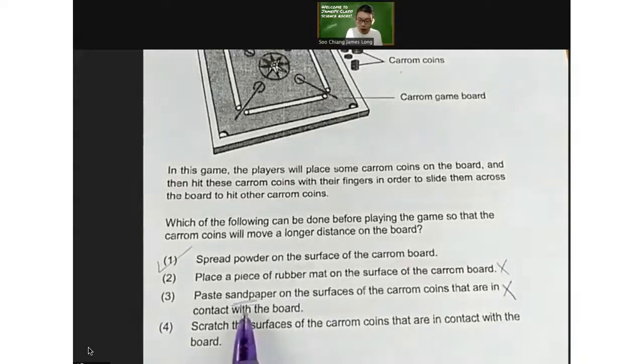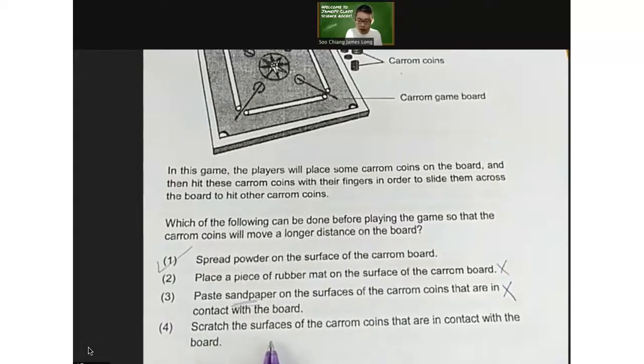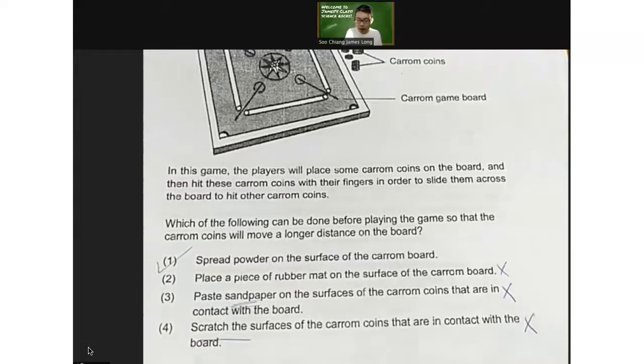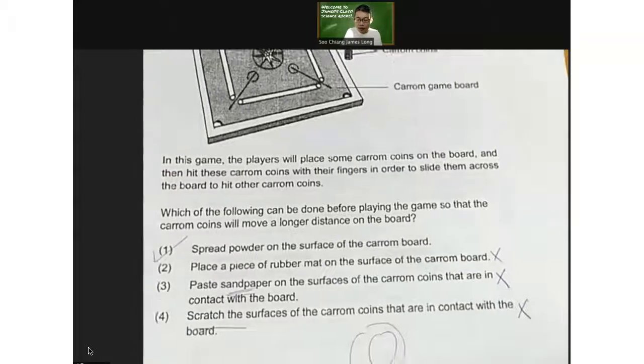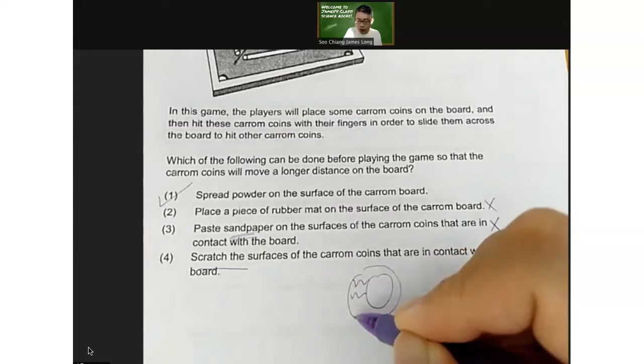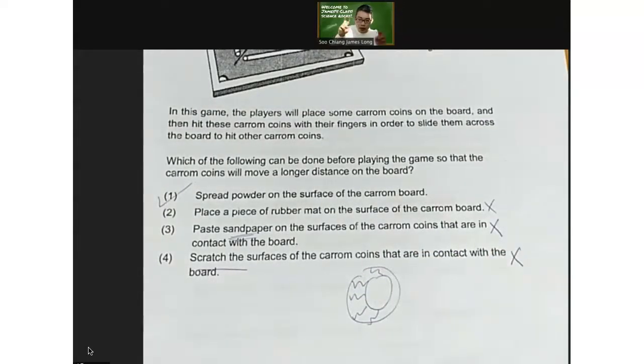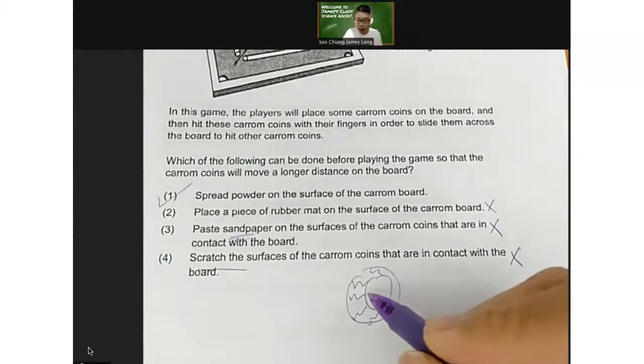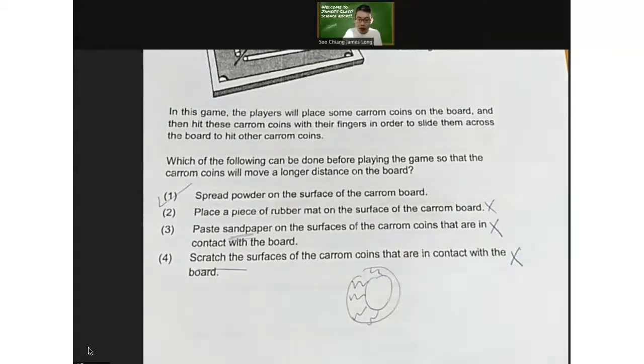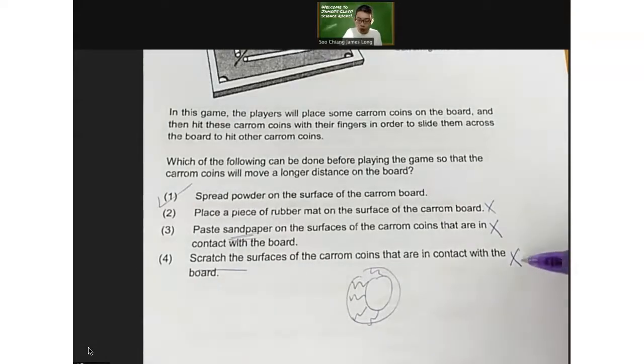It's wrong, huh? Sandpaper is rough. That means it will increase the frictional force between the carom coins and the sandpaper. Scratch the surfaces of the carom coin. When you scratch something, you are causing it to become rougher. Just like you look at car tires, right? Car tires have many grooves. It's actually the machine digging grooves and scratching the rubber tires, so it's no longer smooth. Provide a better grip means have more frictional force between the two surfaces. So this doesn't work as well.